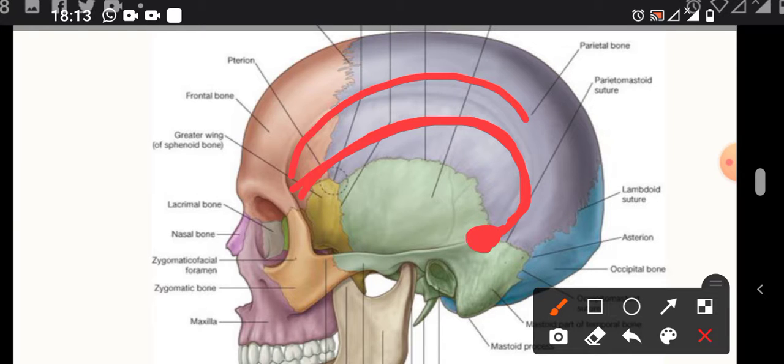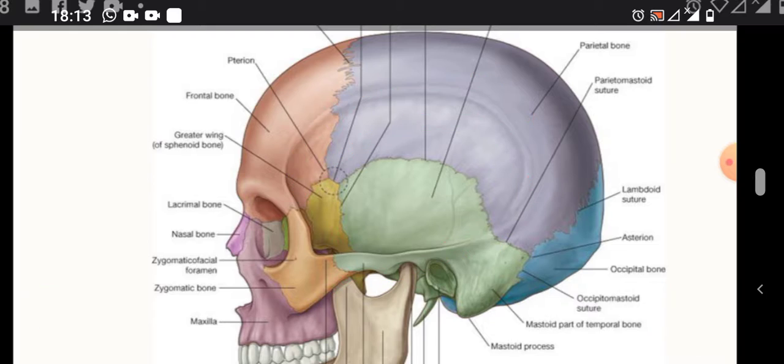Here is a crest. We can see I am encircling it for you. We call it the supramastoid crest, and it is present just posterior to the zygomatic arch. So the inferior temporal line becomes continuous with the supramastoid crest, which is continuous anteriorly with the zygoma or the zygomatic arch. So let's discuss what the zygomatic arch is.